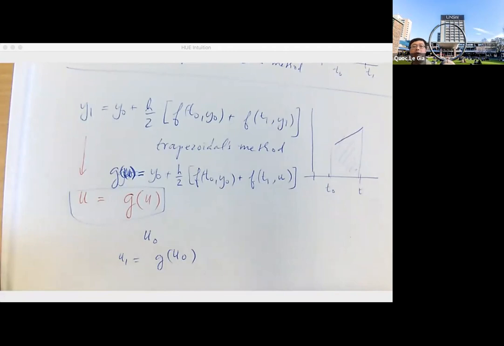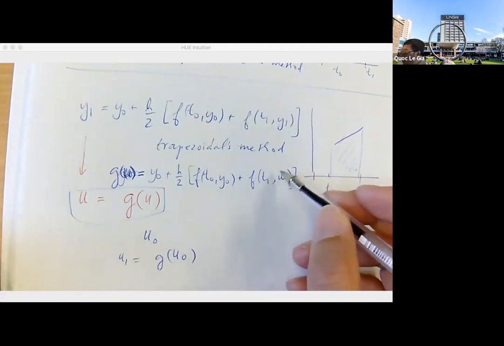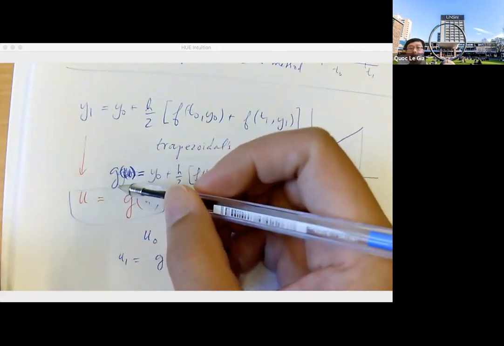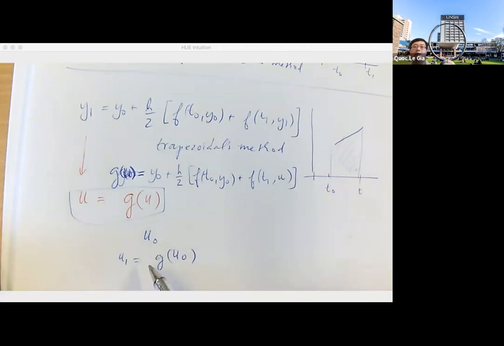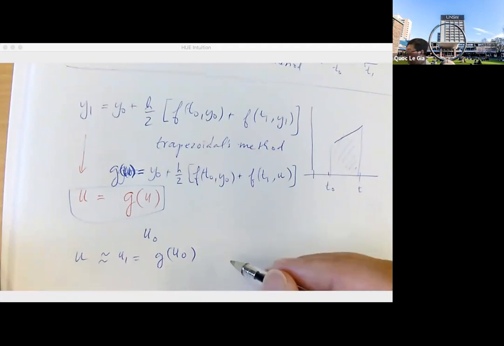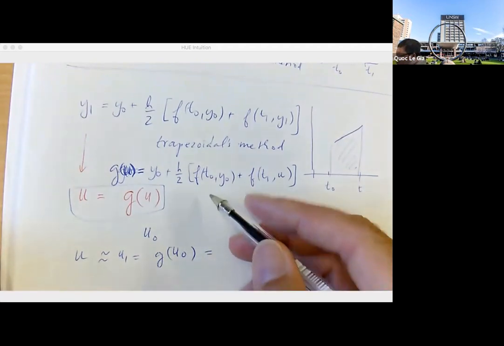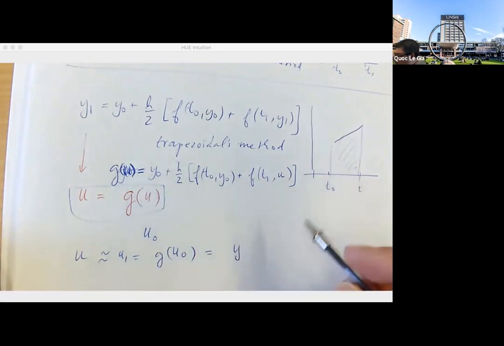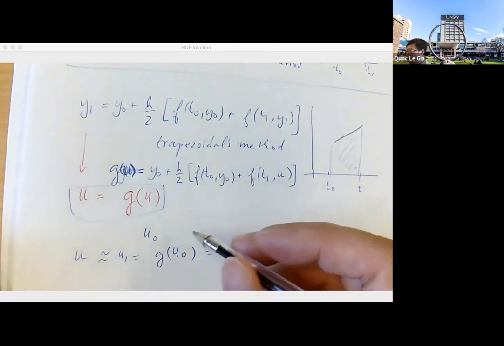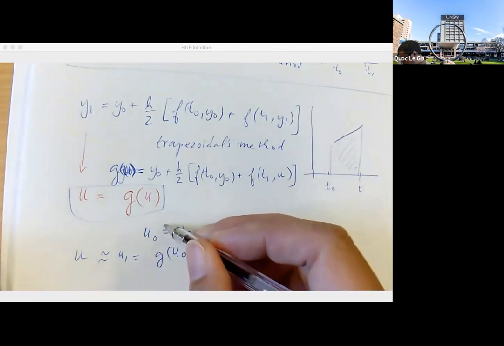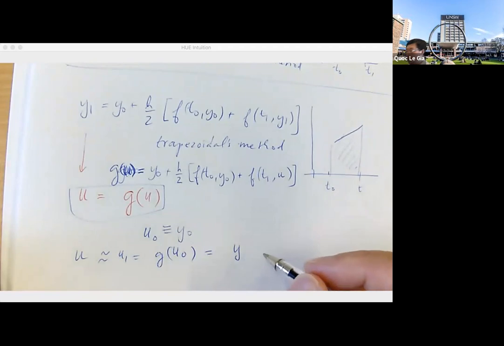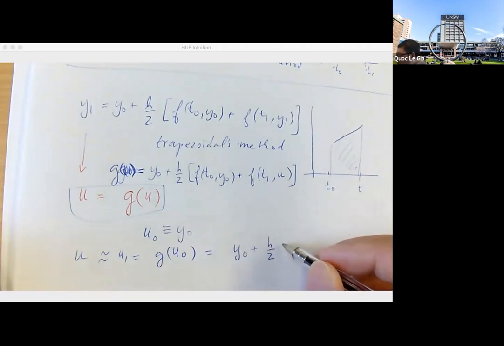Now, instead of writing u here, because I don't have the solution yet, I just put in u1. So u1 is the approximation of u. Then what is g of u0? Well, maybe I just set u0 to be y0. How about that? Then I just get y0 plus h over 2 times f(t0, y0) plus f(t1, y0).